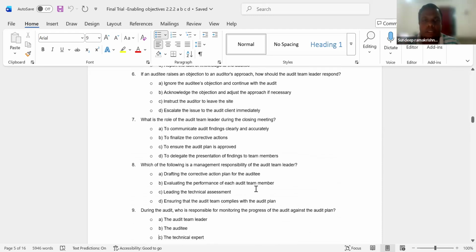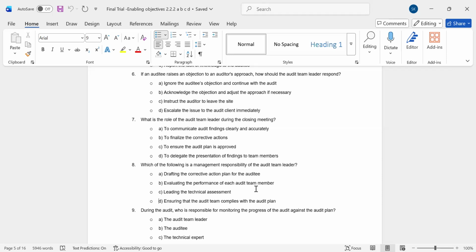Question 6, Srikanth? Yes, sir. If an auditee raises an objection to an auditor's approach, how should the audit team leader respond? Ignore the auditee's objection and continue with the audit. Acknowledge the objection and adjust the approach if necessary. Instruct the auditor to leave the site. Escalate the issue to the audit client immediately. So answer is B, sir. Acknowledge the objection and adjust the approach. Very good. Right answer.